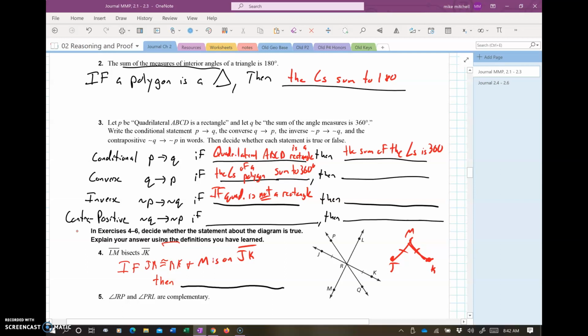Conditional, if P then Q. The quadrilateral, if I forgot to mention, then we decide if each statement is true. If quadrilateral ABCD is a rectangle, then the sum of the angles is 360. That is true. Okay. Language changes in these. If the angles of a polygon sum to 360, that's not the exact words when I switched the Q and the P. The sum of the angles is 360. I had to change the English around to get that right. As long as you get that general idea in there, you'll be fine.